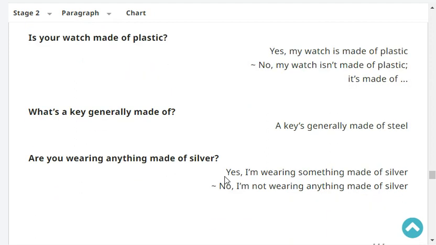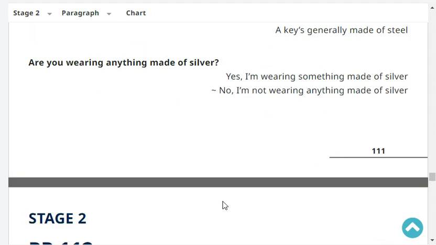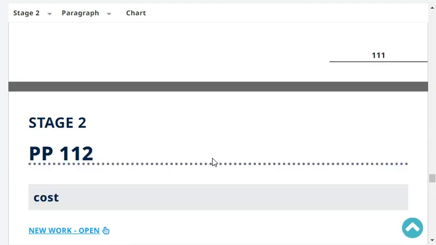Are you wearing anything made of silver? Yes or no? No, I'm not wearing anything made of silver. Very good.